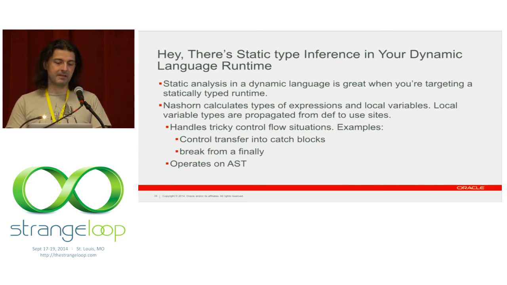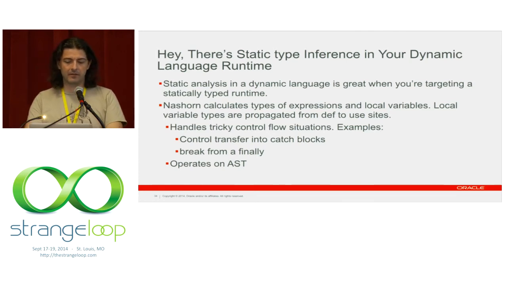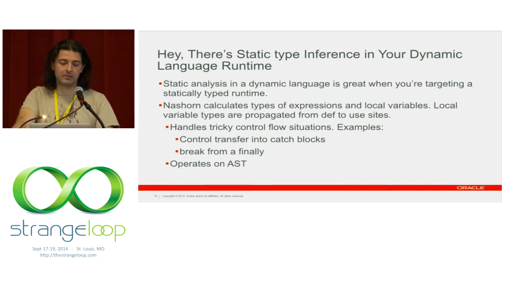So static type inference in a dynamic language runtime is also sort of an oxymoron, right? Except it isn't, because at the end of the day, we are targeting a static language runtime. Well, static virtual machine, sorry. The JVM is statically typed. It has separate operands for arithmetic on ints, on longs, on doubles, and so on. So what we do is we do actually calculate types of expressions and local variables, and we do the propagation, as you could imagine.